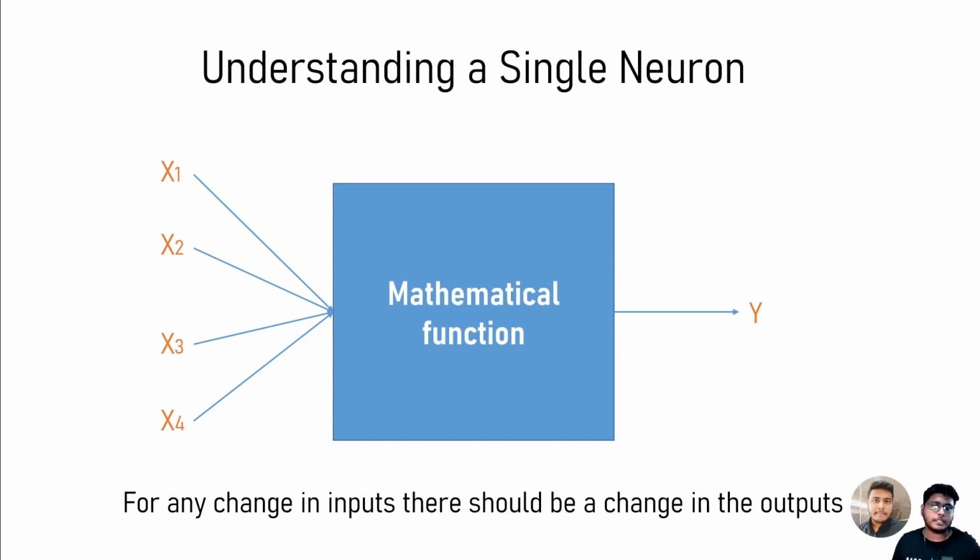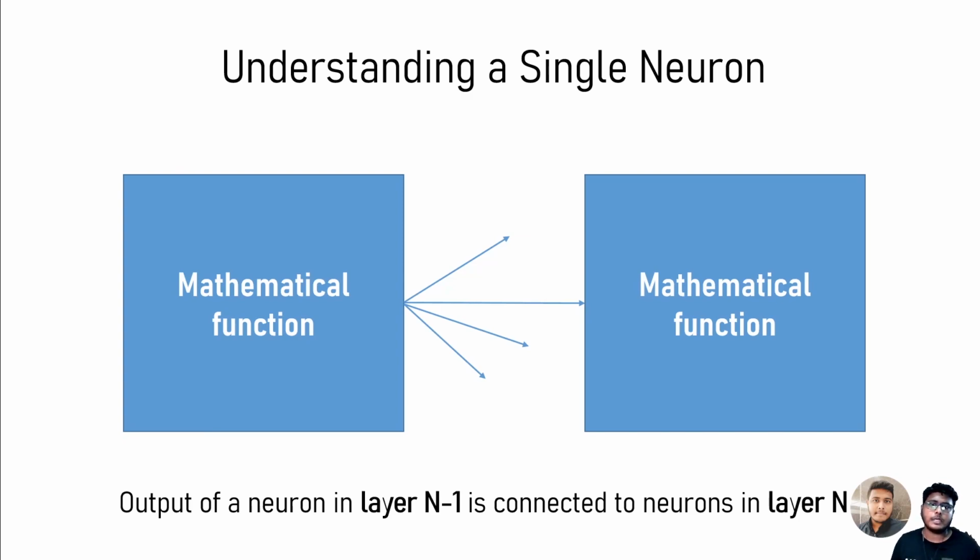If it's a mathematical function, then if you make any change to any of the parameters x1 to x4, there should also be a change in the output, which is y. Then this y is fed to a neuron in the next layer. So you can see that this mathematical function is calculated, you get a result, and that result is passed to the subsequent neuron, and also to other neurons like this.